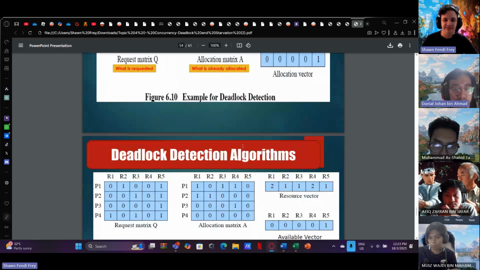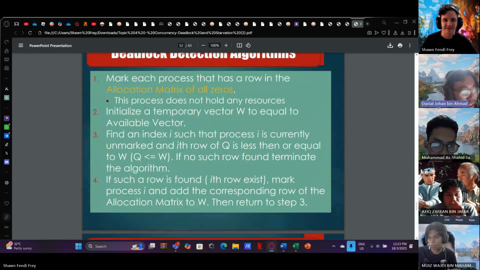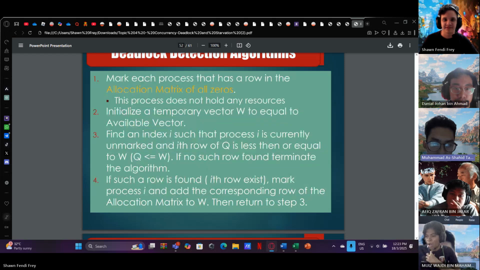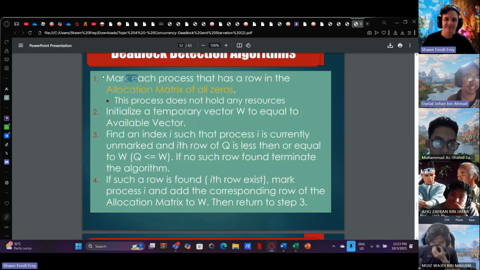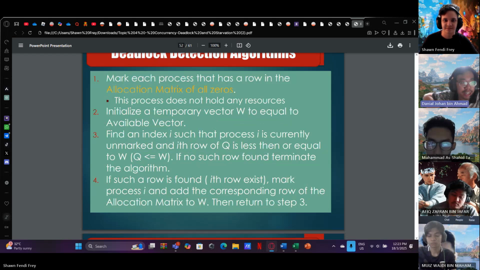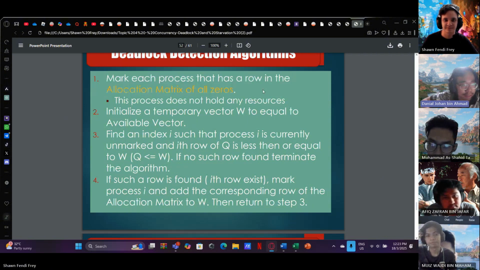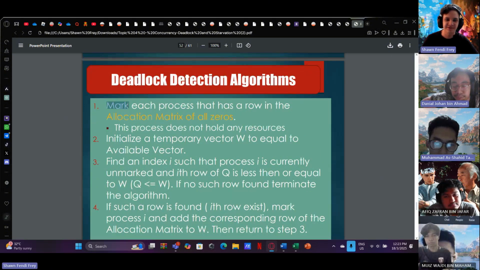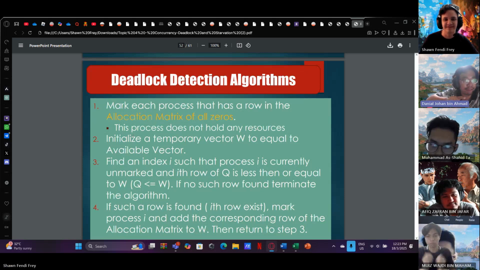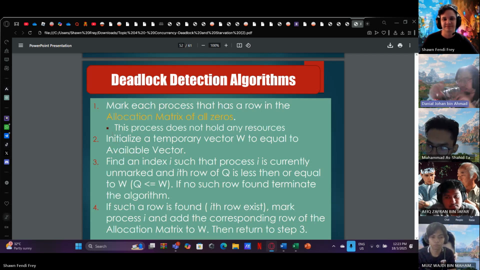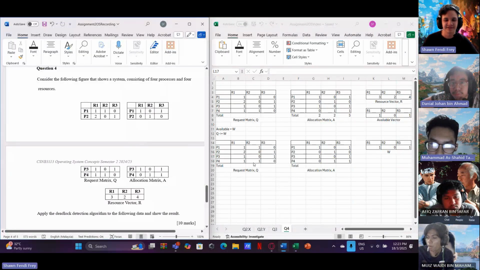Wait, are you talking about deadlock detection? Yeah, deadlock detection. Since in the allocation matrix that we are given, in all of the process rows, none of them is strictly zeros, we don't mark any process. We only mark it if for example P1 has R1, R2, R3 all zero. But since there's no all zero, we don't mark it, meaning that there is no deadlock. Yes, there are some ones there. All right, let's continue.